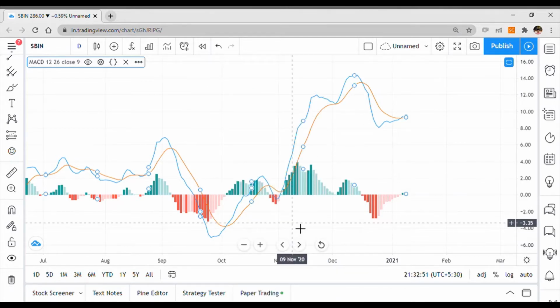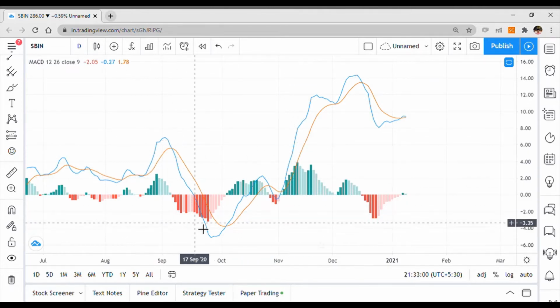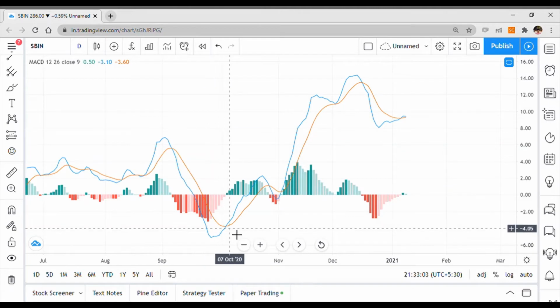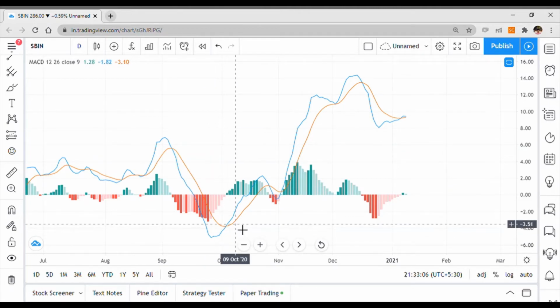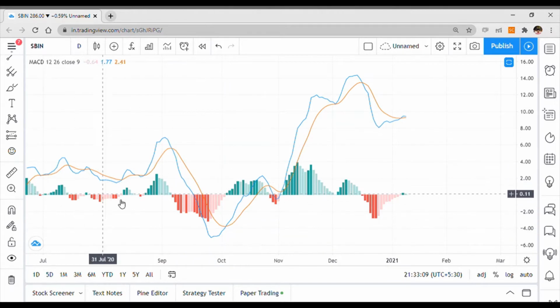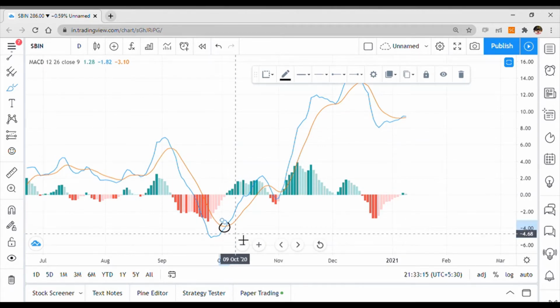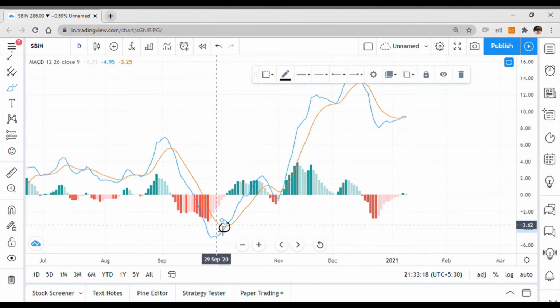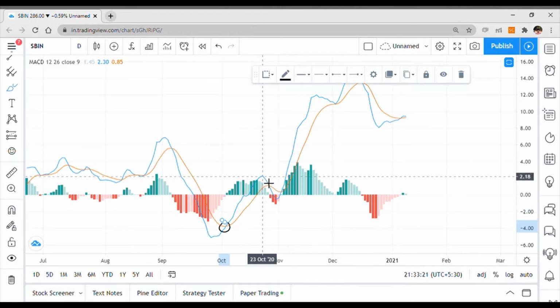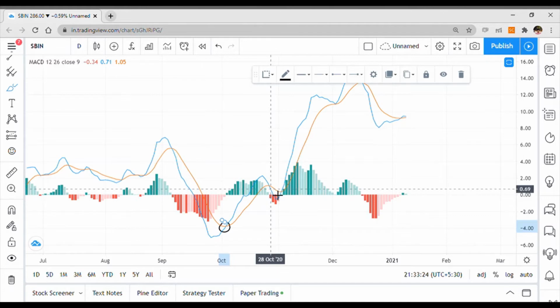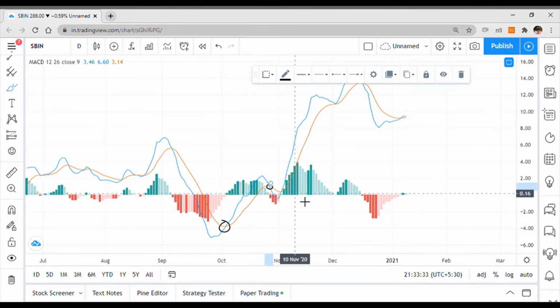This is very simple, like a simple setup. If the MACD line, that is blue line, crosses above signal line, that is orange line, at this point, it is a buy signal. And if the MACD line crosses below signal line, then it is a sell signal.